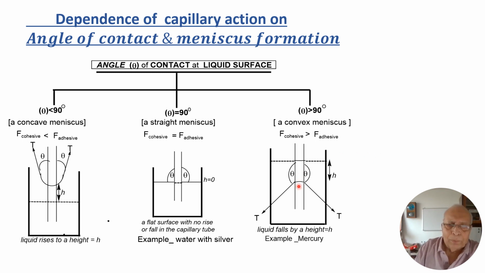Then a convex meniscus is formed when the contact angle theta is greater than 90. Here in this case, the cohesive force is greater than the adhesive force, and the liquid falls down from its surface to a height h. This is the surface and the height is h. Now here the liquid bulges out forming a convex shape. A very good example is mercury. Mercury, as we know, is used in thermometers and barometers and has a convex shape at the meniscus.